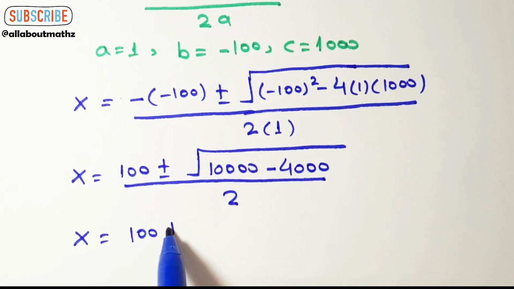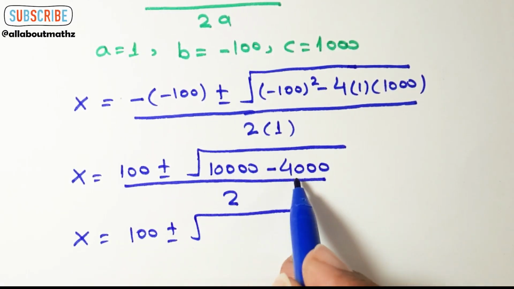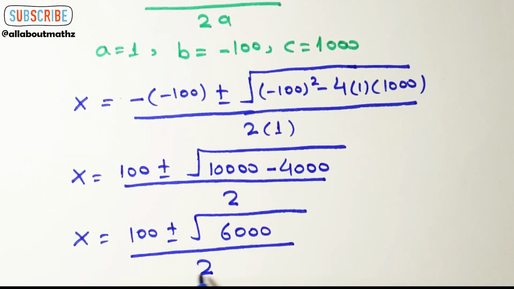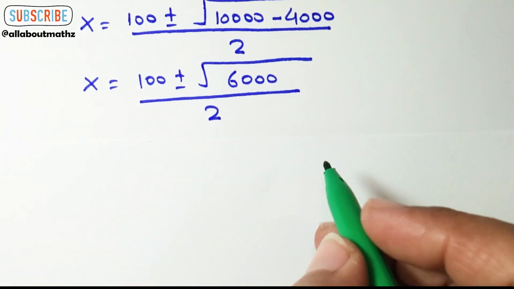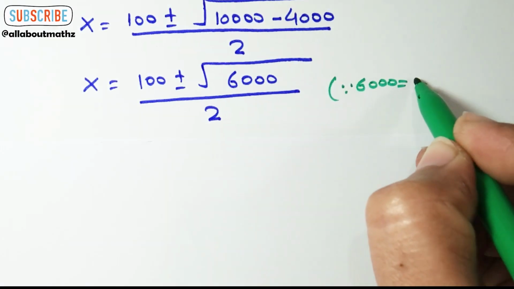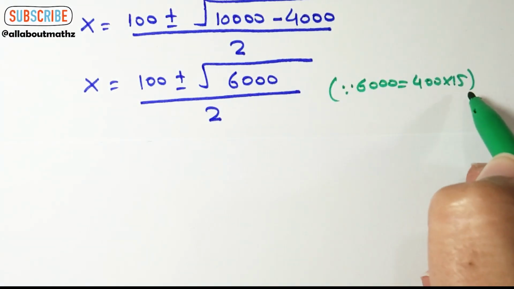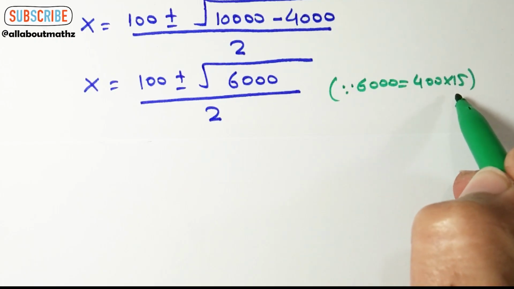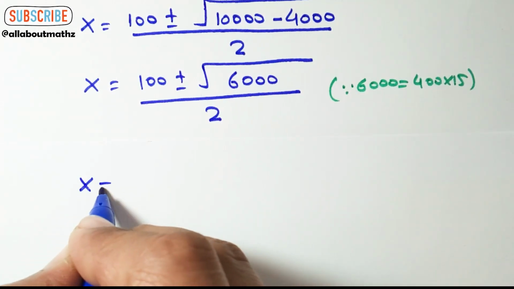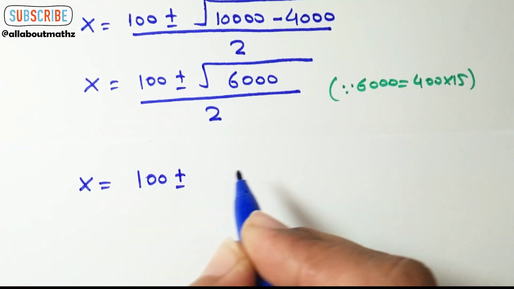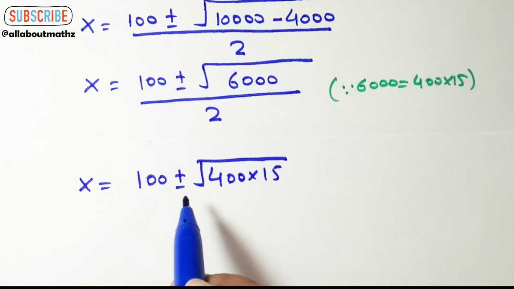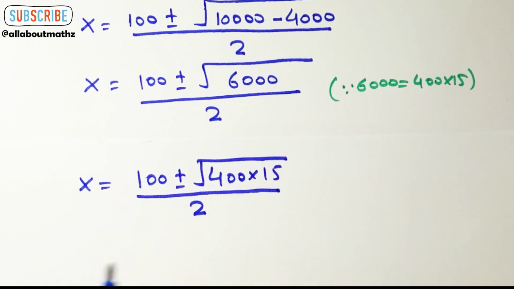So next we have 100 plus minus square root of 10,000 minus 4,000 is equal to 6000, and whole divided by 2. So here we know that 6000 is equal to 400 multiplied by 15. So we will put 400 multiplied by 15 in place of 6000, and we have x is equal to 100 plus minus square root of 400 multiplied by 15, all divided by 2.